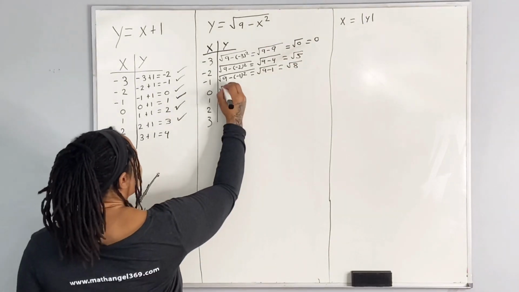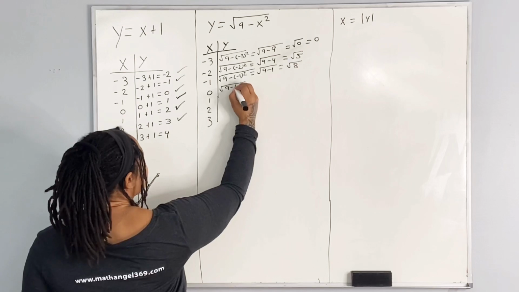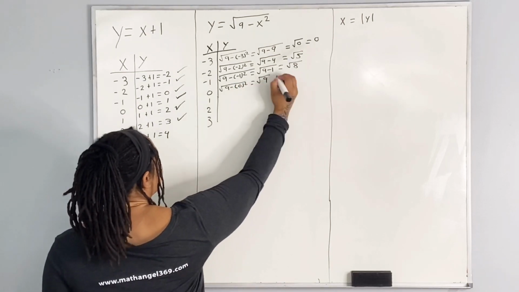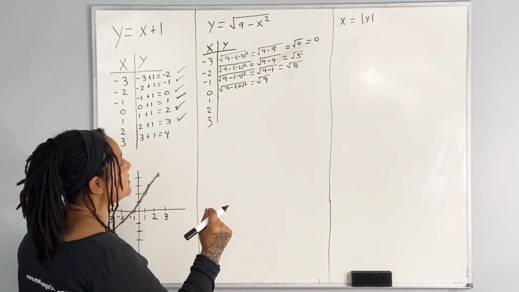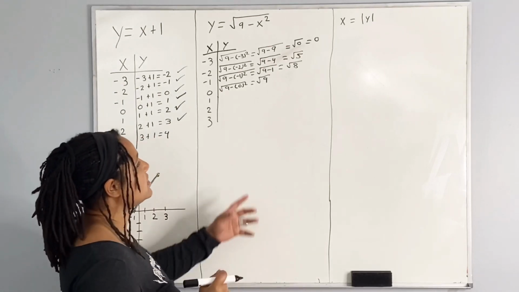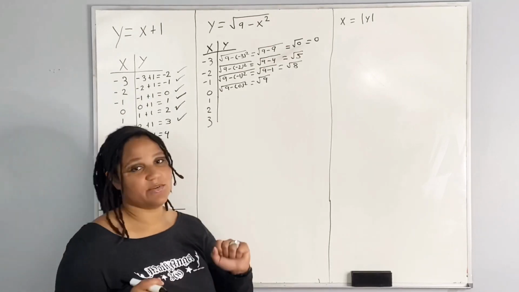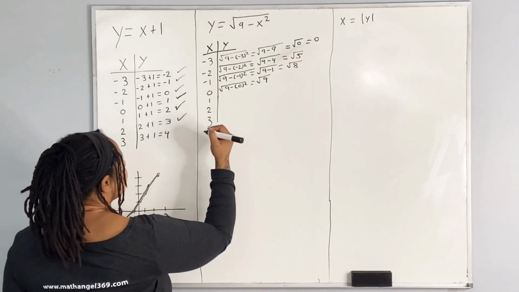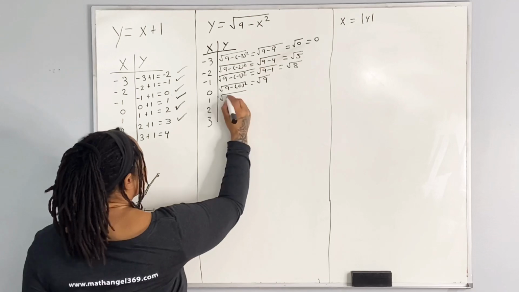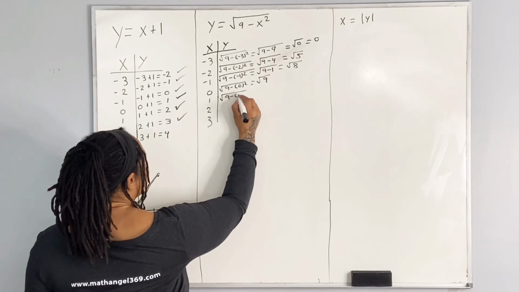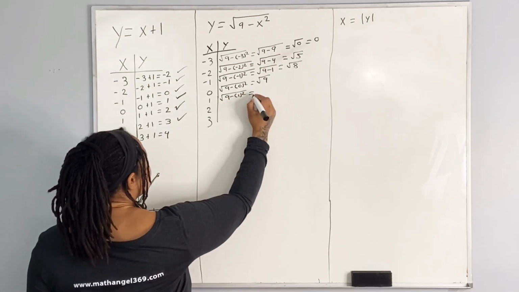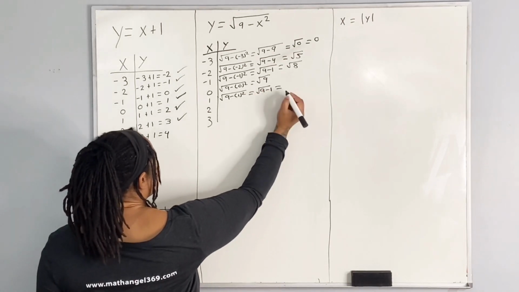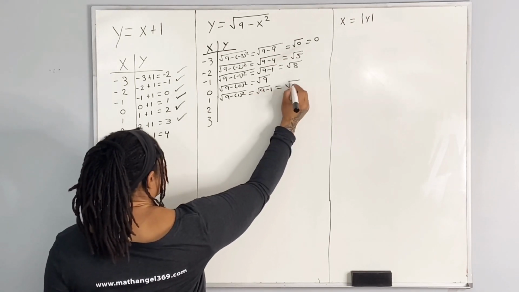So we get the square root of 9 minus 0 squared, which is equal to the square root of 9. And we're just going to leave it under the square root so that we'll be consistent with the others. So now let's plug in 1. So we get the square root of 9 minus 1 squared, which is equal to the square root of 9 minus 1, which is equal to the square root of 8.